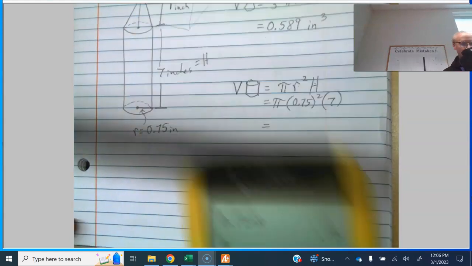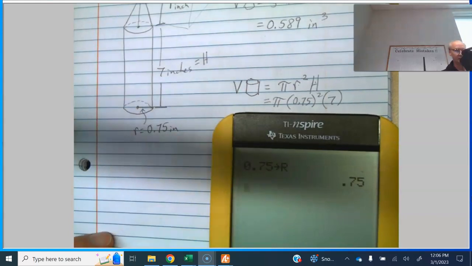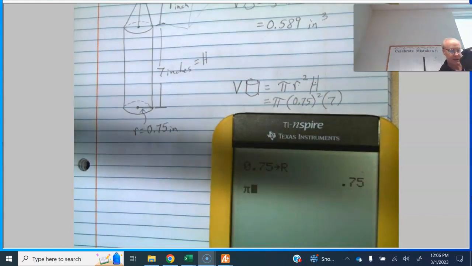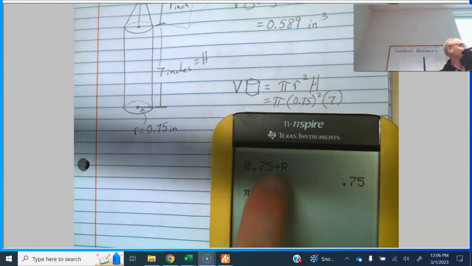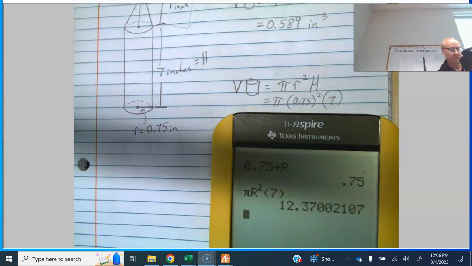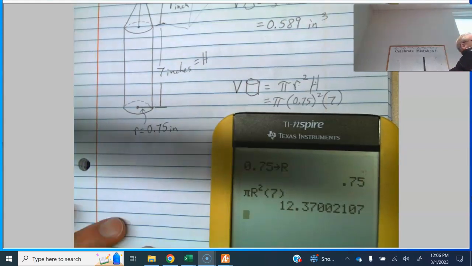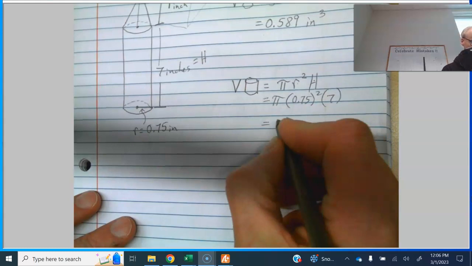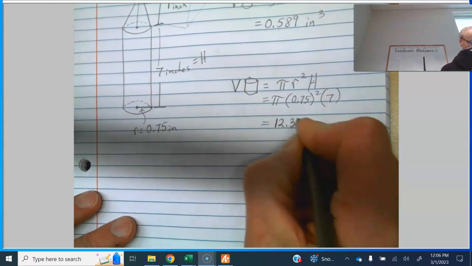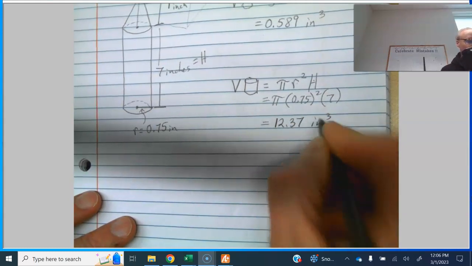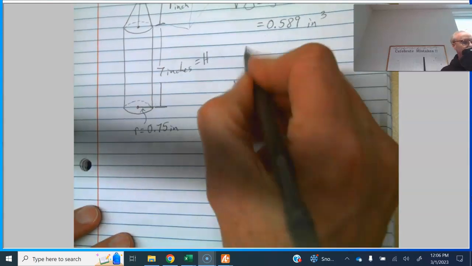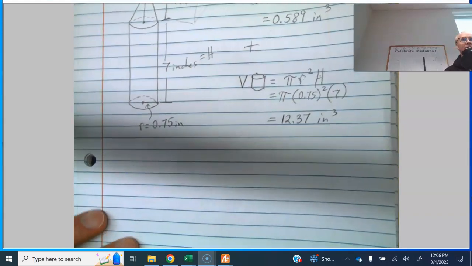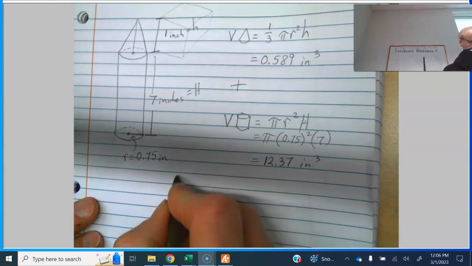What that allows me to do is to just put my formula into the calculator, of course. So I have pi R squared, and H is 7. I would have had to put in the H if I wanted to use the H, but I'll put in the 7 right there. And of course I get, did you get the same thing? 12.37 cubic inches. So this allows us to add these together to get the volume of 1 candle. So add those together.